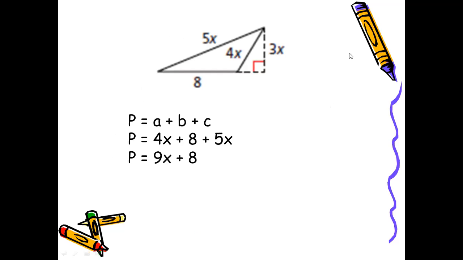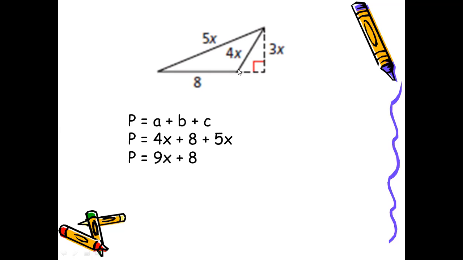Now, you can see that the base is 8. So B is going to be 8 and C is 5x. I showed you in the previous one, C is also the longest side. So that's 5x. Now we have a problem with A because there are two measurements given. Am I going to take 3x or am I going to take 4x?